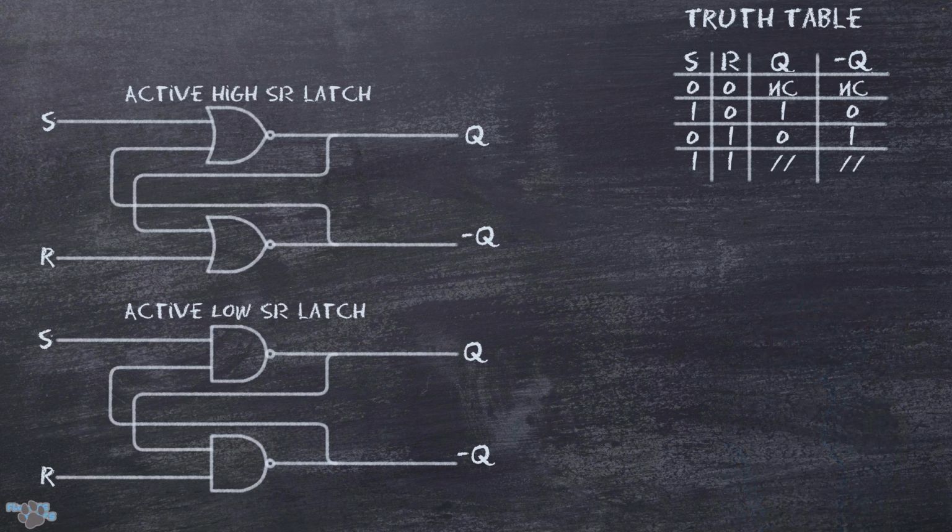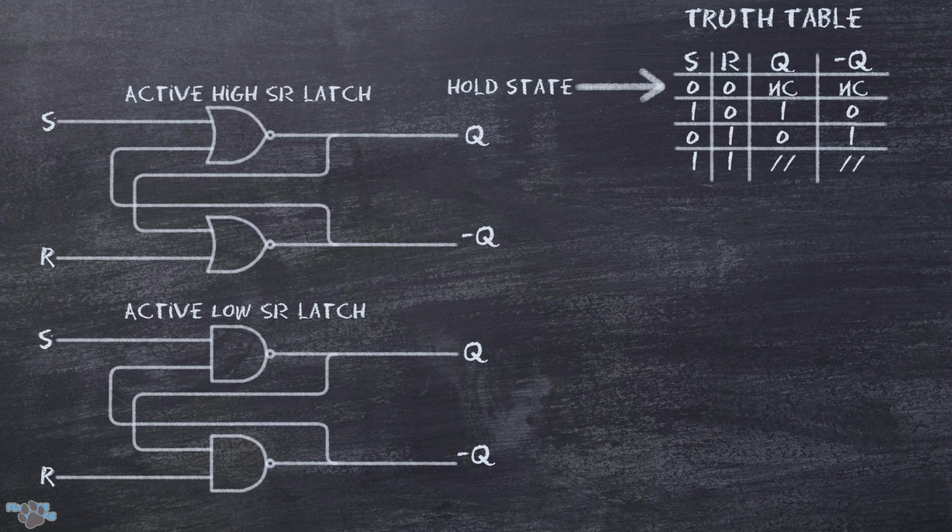In these circuits, a singular bit is stored in the Q position, and a complementary but inverse bit is stored in the negative Q position. Let's go through the truth tables. For the active high SR latch, when both set and reset are in the off state, we have no change to the stored bit. This is known as the hold state.